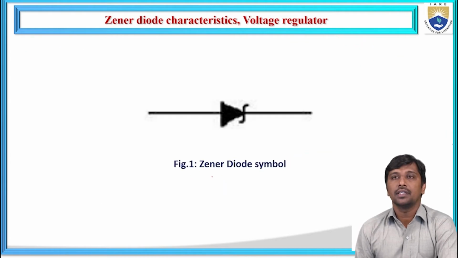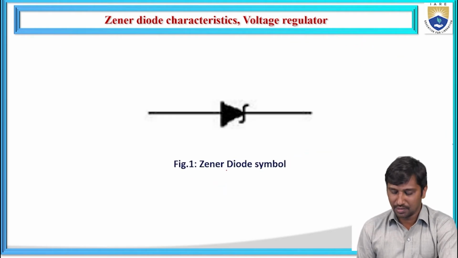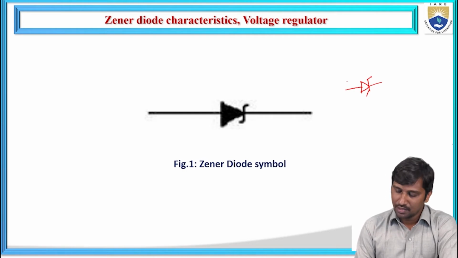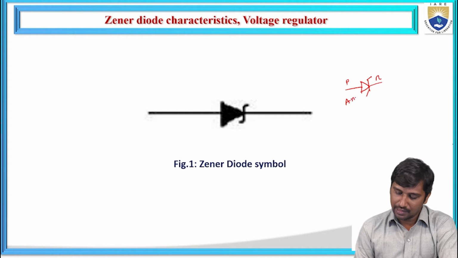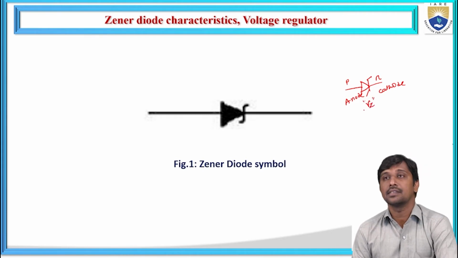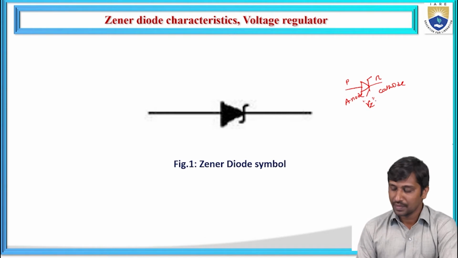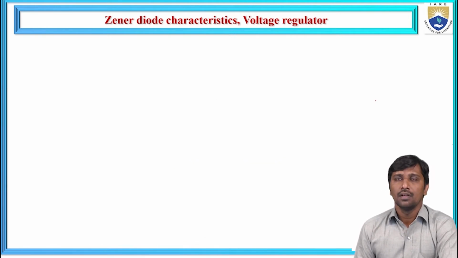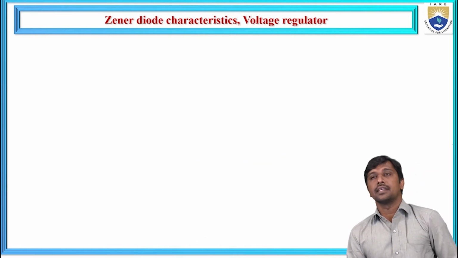Now this is the symbol of the Zener diode. In the cathode side it looks like a Z shape, and here this is the P-type material and this is the N-type material. The P side is represented as the anode and the N side as the cathode. The breakdown voltage here is represented as the Zener voltage, or VZ. Now we'll see the characteristics.